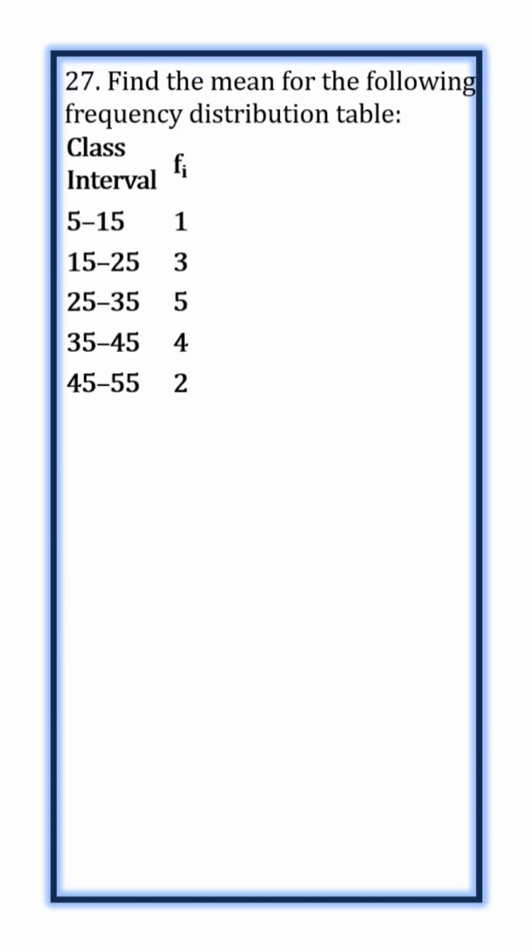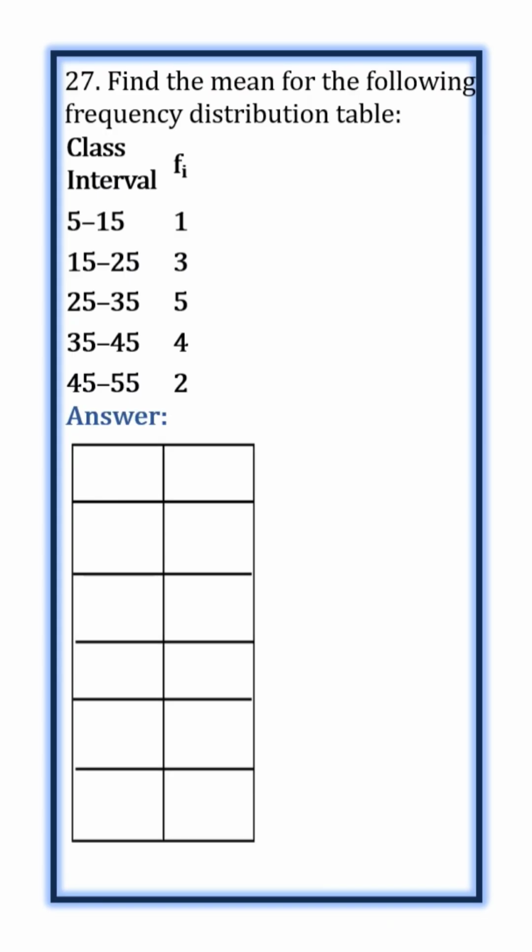Now the 27th question. Find the mean for the following frequency distribution table. This is a must question in your question paper always. It is one of the questions in the question paper. Okay, let us do it thoroughly, meaningfully, and step by step. Now let us have two columns like this. In one column let us write the class interval which is given in the question paper. In another column let us write frequency. Go on filling it.